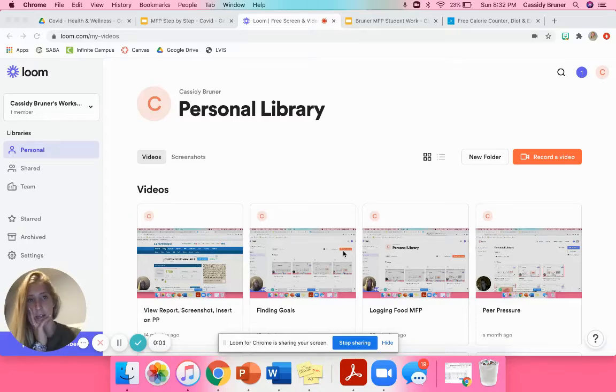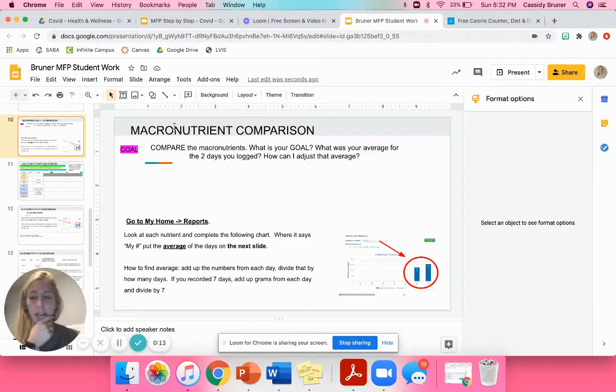Hi, everyone. Now I'm going to be discussing with you comparing the different macronutrients. This is definitely going to be the most timely and confusing part of your project. But let's go ahead and explain what I'm looking for.